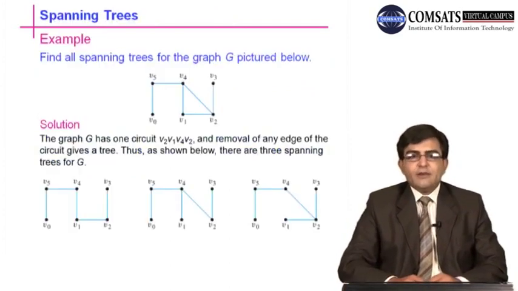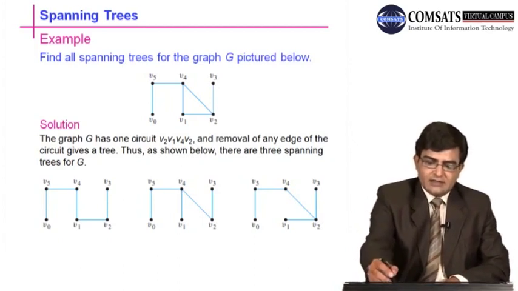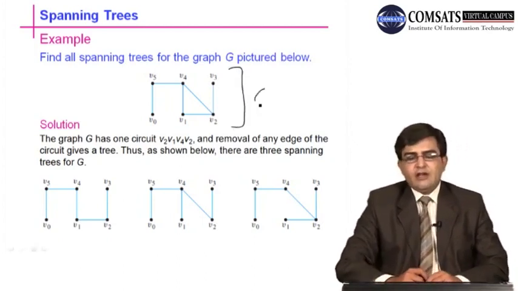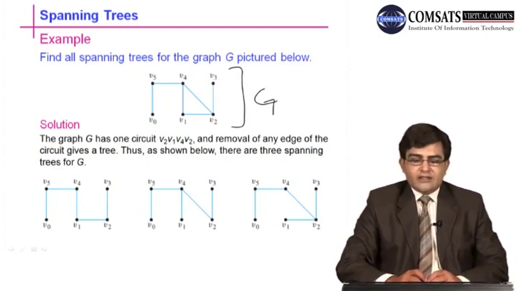Now, an example in which we shall discuss how to find the spanning trees for a given graph. The example is: find all spanning trees for the graph G pictured below. This is the graph G, and we have to find all possible spanning trees for this graph. Now, what is a spanning tree? A spanning tree is basically a tree, and a tree is always circuit-free.